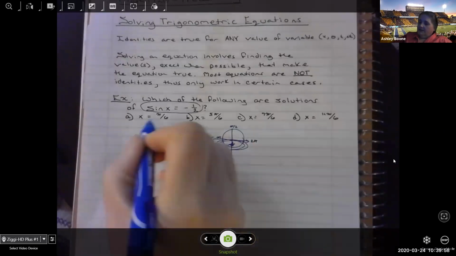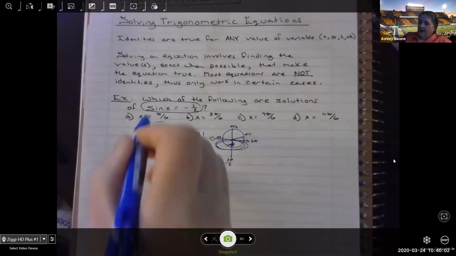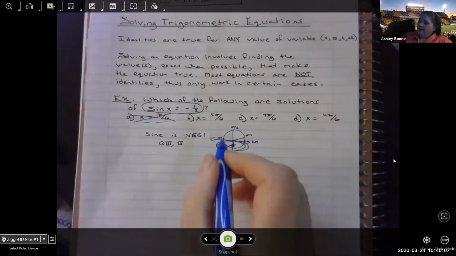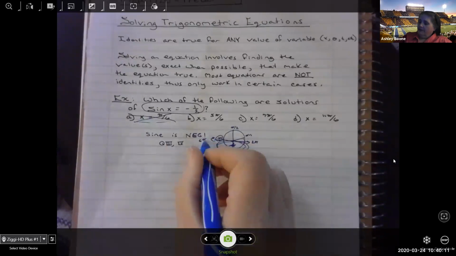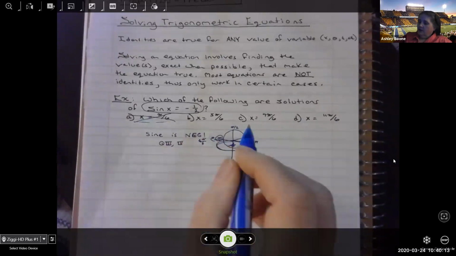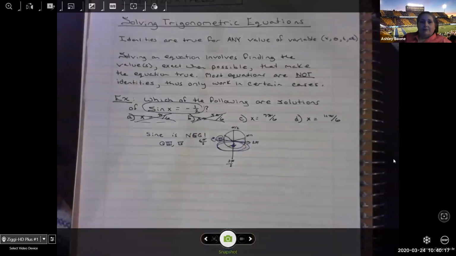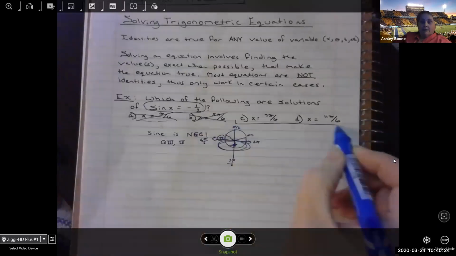Pi over 6 is in quadrant 1. That's a positive sine. That won't work. 5 pi over 6 isn't quite to pi because pi is 6 pi over 6. 5 pi over 6 isn't quite there. That's in quadrant 2. Won't work. So I automatically eliminated 2 of them. Now, let's look at these guys. What about 7 pi over 6 and 11 pi over 6?